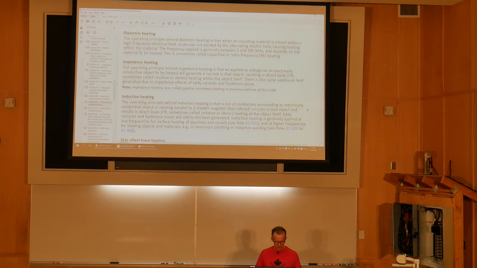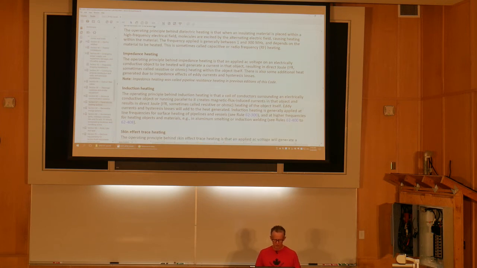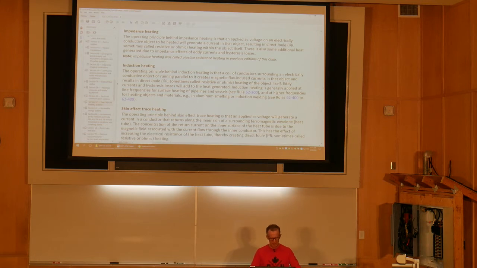Then we have induction heating. The operating principle behind induction heating is that a coil of conductors surrounding an electrically conductive object or running parallel to it creates magnetic flux, induces currents in that object, and results in direct Joule I²R, sometimes called resistive or ohmic heating of the object itself. Eddy currents and resistive hysteresis losses will add to the heat generated. Induction heating is generally applied at line frequencies for surface heating of pipelines and vessels, see Rule 62-300, and at higher frequencies. Then we have skin effect trace heating.